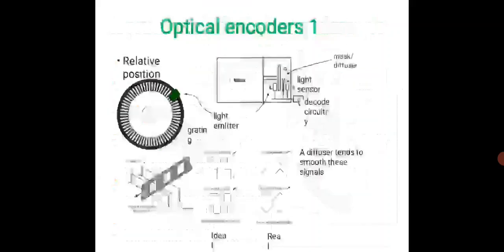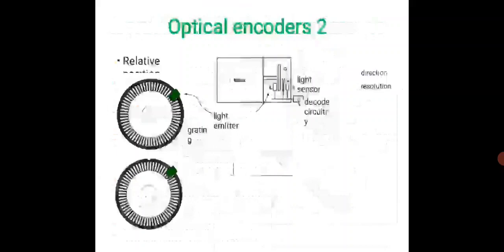So we have optical encoders. The name itself suggests it involves light. There will be a light sensor, then there will be decode circuitry, obviously. And in between you will have a mask or a diffuser. This will detect the relative position, where you can see the diffuser tends to smooth these signals.